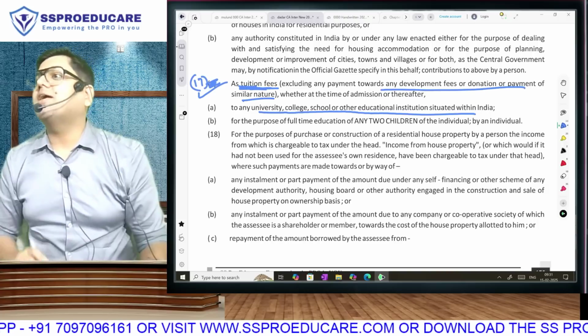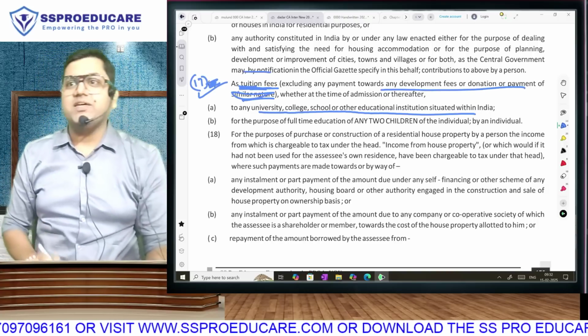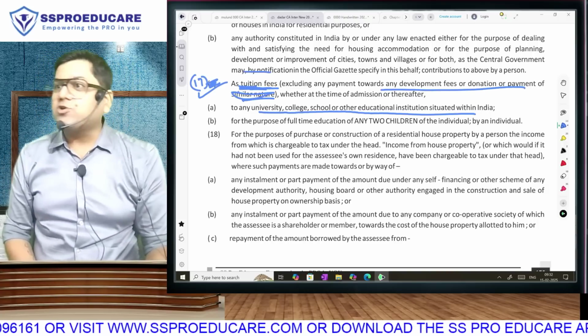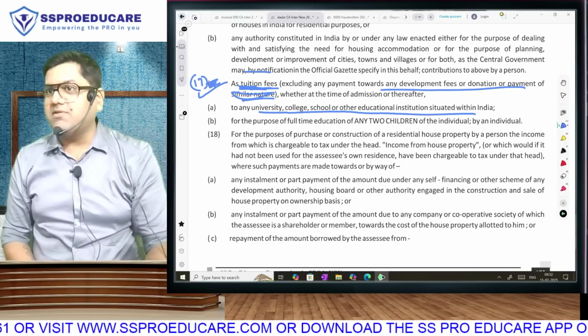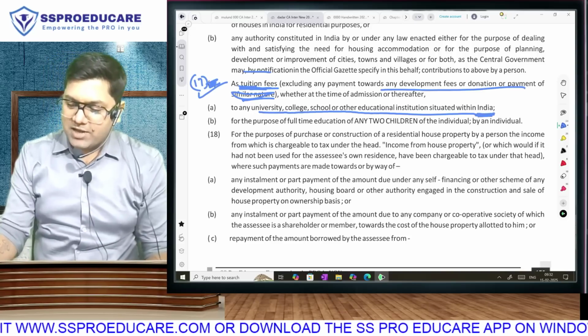You can pay, but you won't get a tax benefit for tuition. This tuition is basically your school and college fees. Private coaching and private tuition fees will not be covered here. Tuition classes get no tax benefit.